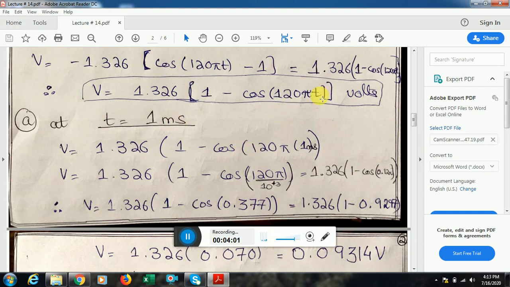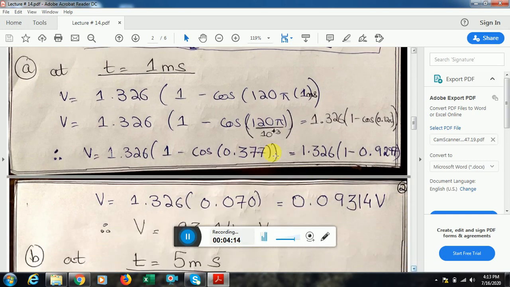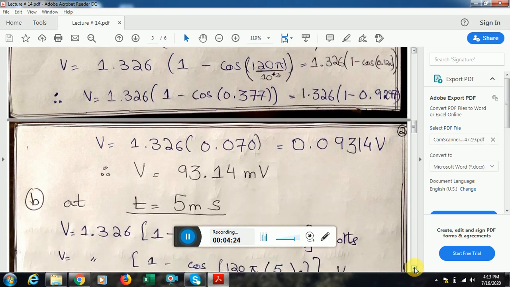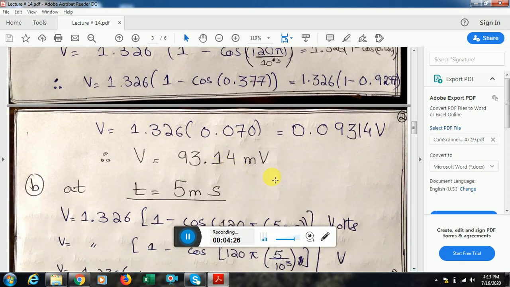In this equation we put the value of t in the trigonometric function cos, so 120 pi into 1 millisecond. Using a calculator, you can first find the product and then the cos of this entire angle, and by inserting the values, we get that the voltage at time t equal to 1 millisecond is 93.14 millivolt.